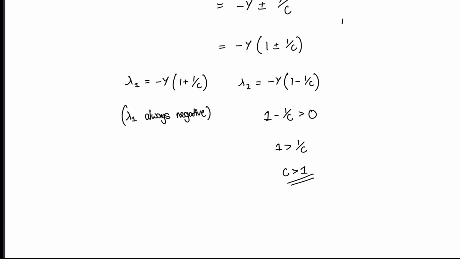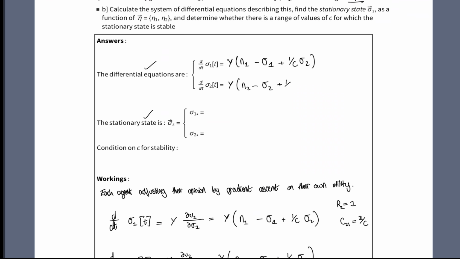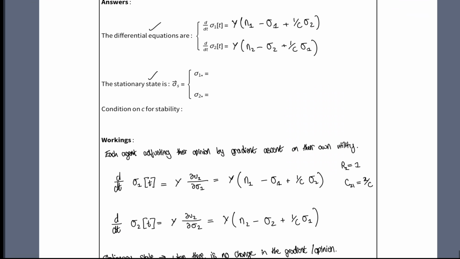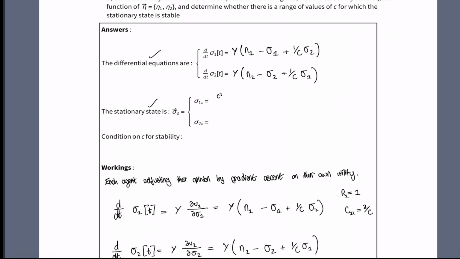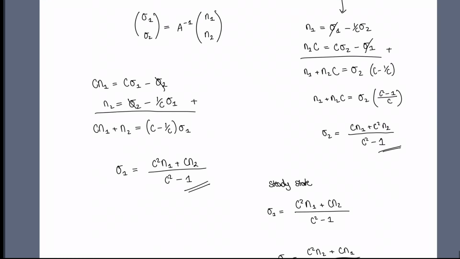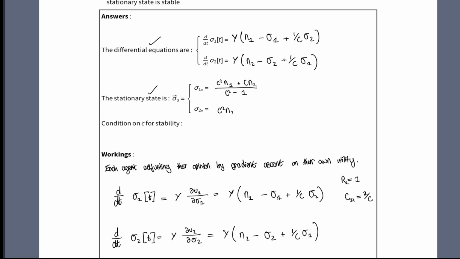Cool. If we fill that in, over here we have gamma times e to 1 minus sigma 1 plus 1 over c sigma 2, and gamma times e to 2 minus sigma 2 plus 1 over c sigma 1. Our stationary state was c squared a to 1 plus c a to 2, all over c squared minus 1, and then c squared a to 2 plus c a to 1, all over c squared minus 1. And the condition on c for stability is that c has to be greater than 1. Cool. Hopefully that made sense.